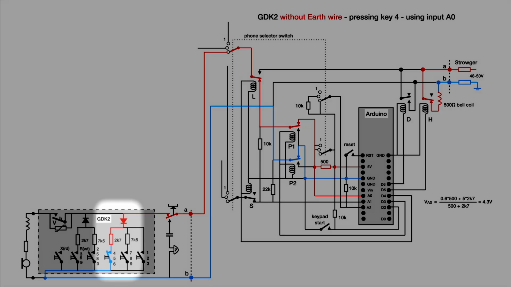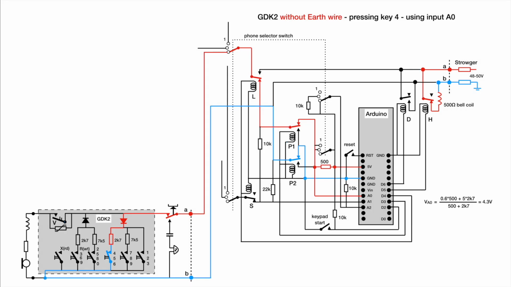The voltage is 4.3 volt when the number 4 key is pressed and the A wire is positive. It is 5 volt when the B wire is positive, because the diode blocks the reverse current.